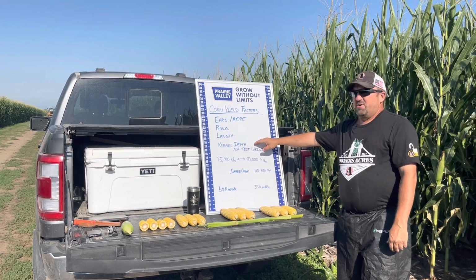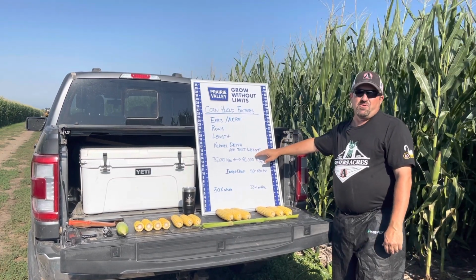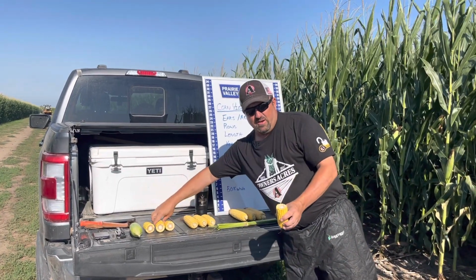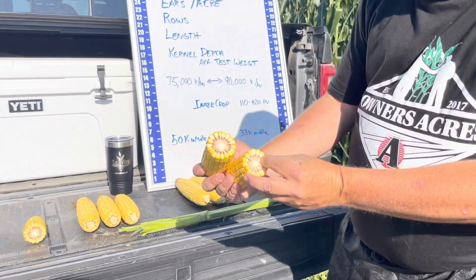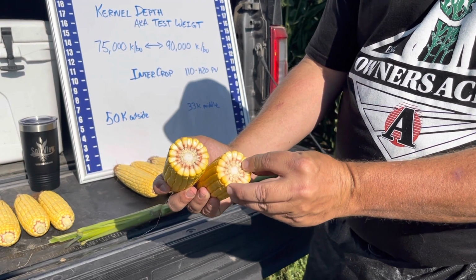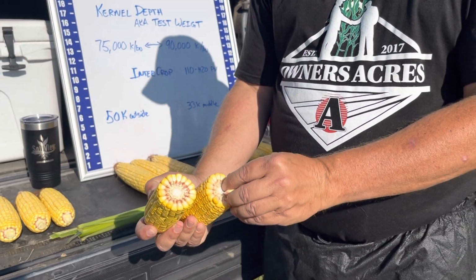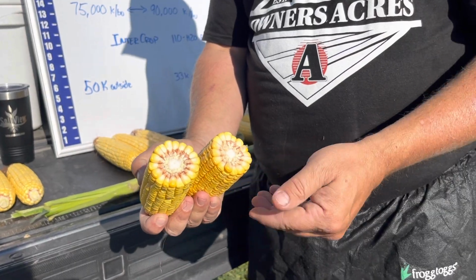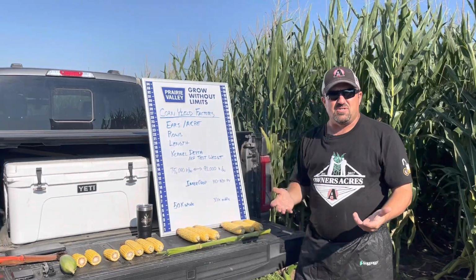But what's most important here and what we want to talk about a lot is kernel depth. That's also known as test weight. And that's one of the biggest things that we'll be looking at as we come here and snap ears. Two different products can yield different kernel depths. You can see, we got a little more of a pink cob versus a red here. And just starting to watch this kernel depth and how we fill out. What's really important to kernel depth, as we've talked about a little bit in our winter meetings, is phosphorus, having the nitrogen out there, and obviously the sunlight.